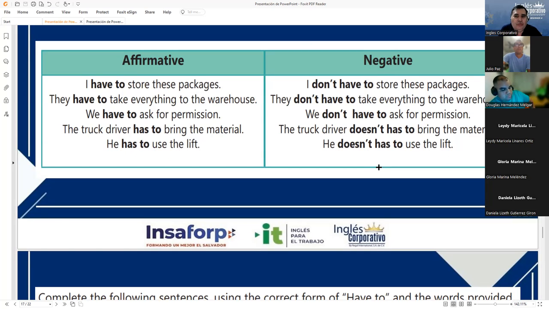Negative. I don't have to store these packages. They don't have to take everything to the warehouse. Only the things that they can. We don't have to ask for permission. The truck driver doesn't has to bring the material. Do you see a mistake in number four? What's the correct form?